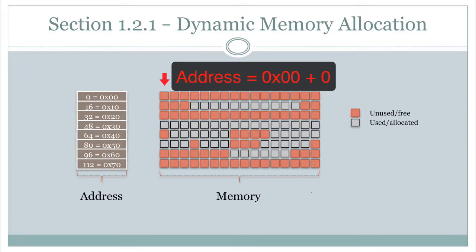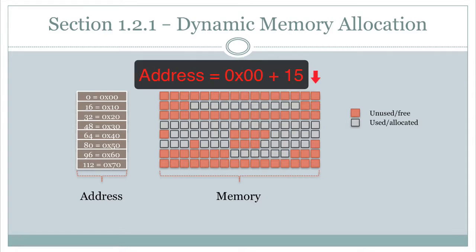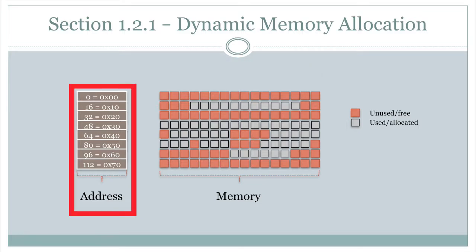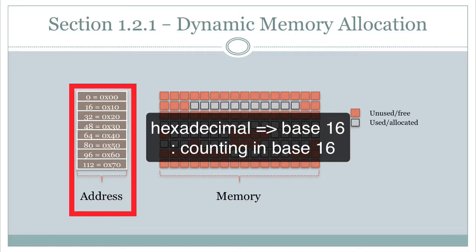So the first byte in memory is going to be at memory location 0, and the next byte is going to be memory location 1, and so on. In that first row, my last byte is really memory location 15. And then in the next row, the very first byte is going to be memory location 16. What I'm showing in that address column on the left is the two ways you can address your memory. I have a decimal value, like 0, for example, and then I have its hexadecimal representation.